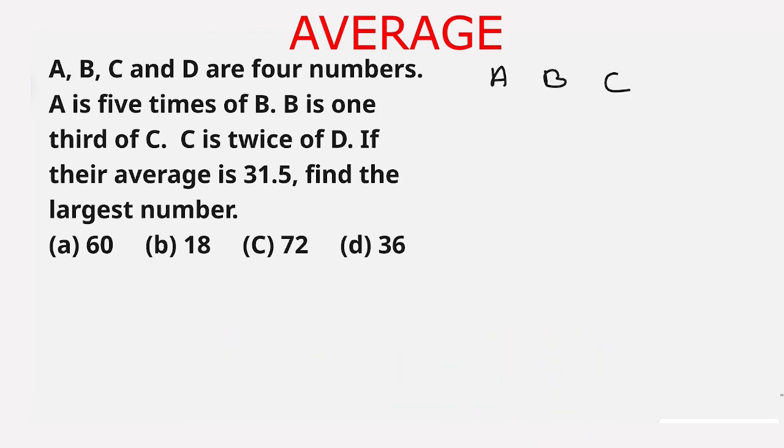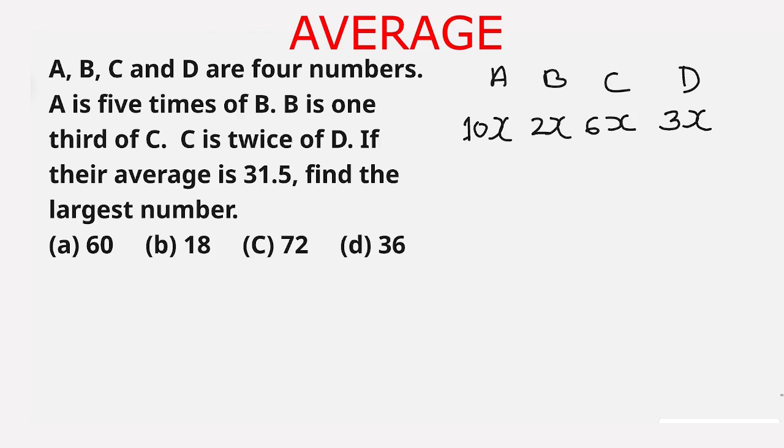A, B, C and D are 4 numbers given to us. So we assume the value of D as 3x. Then C is twice of D, so it will be 6x. B is 1/3 of C. 1/3 of C will be 2x. And A is 5 times that of B. So 5 times of B will be 5 times 2 is 10x. So A is 10x, B is 2x, C is 6x and D is 3x. This way we can assume our numbers so that the fraction number is not involved.